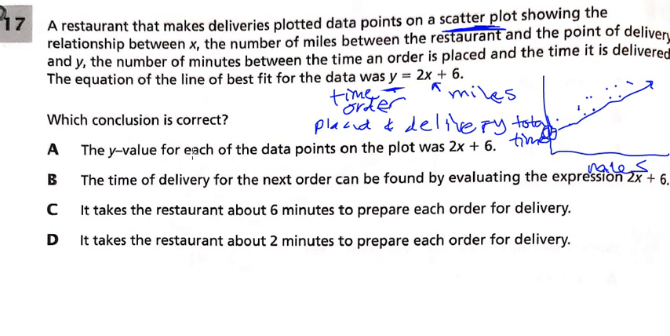So it says the y value for each of the data points on the plot was 2x plus 6. And that one's trying to trick you into thinking they all have to be exactly on the line, and that's not true in this question. It's a scatter plot. B says the time of delivery for the next order can be found by evaluating the expression 2x plus 6. We also can't really use this to figure out the time of delivery specifically, because we don't know how far they are away yet. And again, this is used to make a prediction.